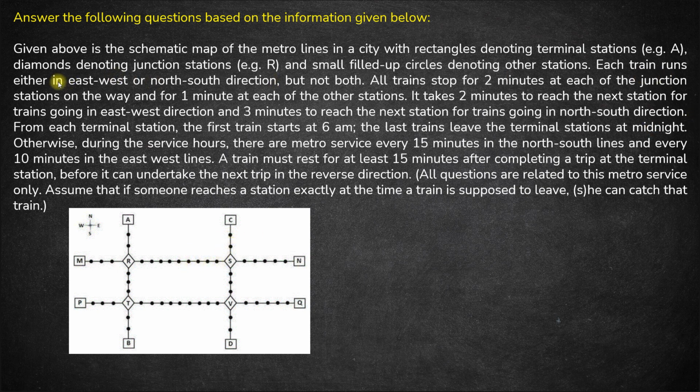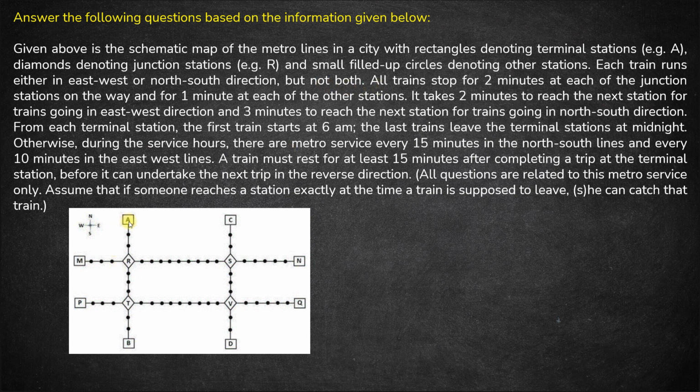Now each train runs either in east-west or north-south direction. So either it is east-west, so these are two routes, MN and PQ, or north-south, one is AB and the other is CD. So these are the 4 routes that we have. 2 are east-west and 2 are north-south. But not both. A train runs only in east-west direction or only in north-south direction, not in both.